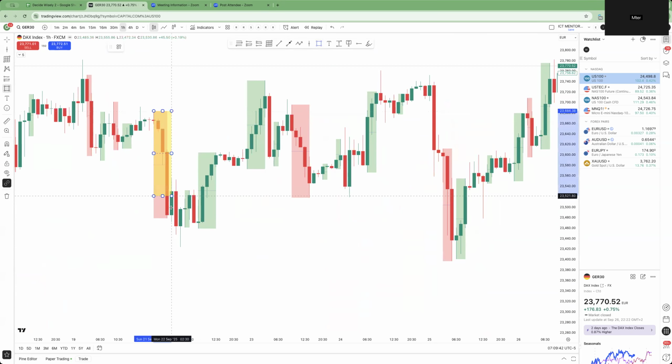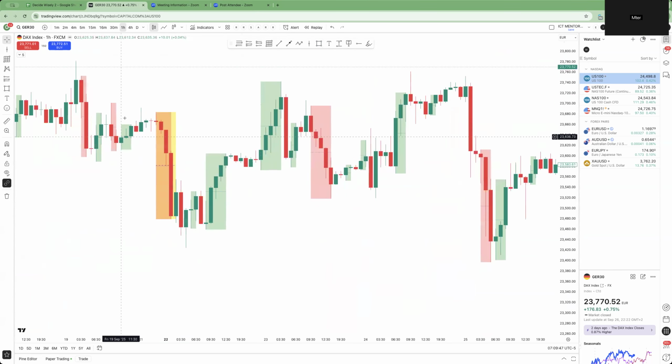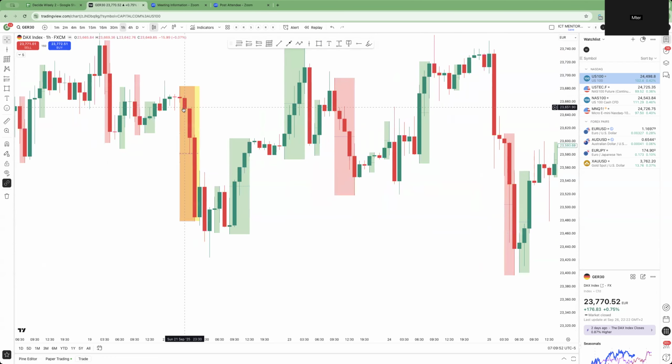So I just try to look for what Kish said in the call. I look for an expansion, and I have two criteria for my expansions. I need an expansion where the second candle is an OB. If the second candle after the expansion ends is not an OB, then I want another expansion closing through my expansion that has an OB in it.